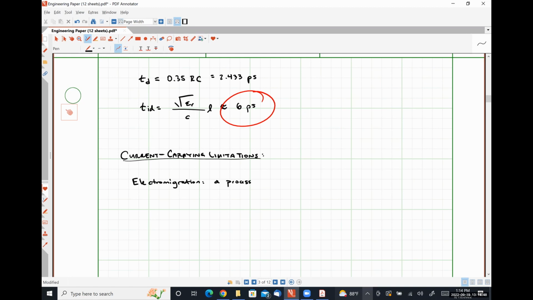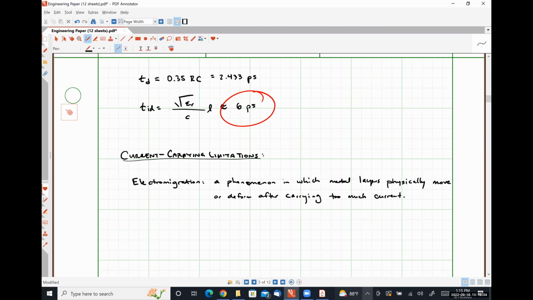So this is a process, or I guess a better thing would be a phenomenon, in which metal layers physically move or deform after carrying too much current.